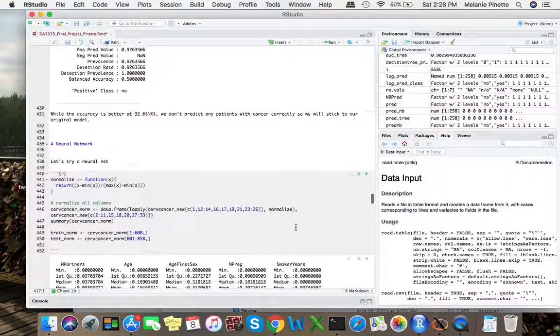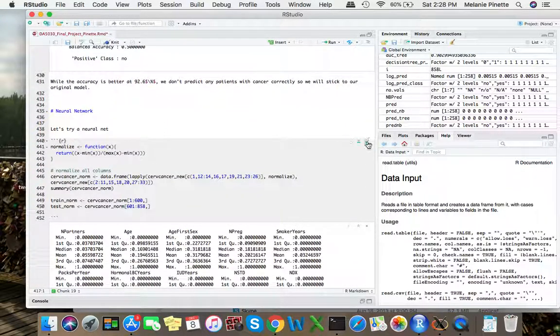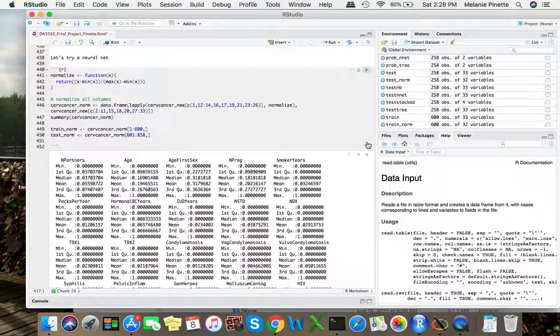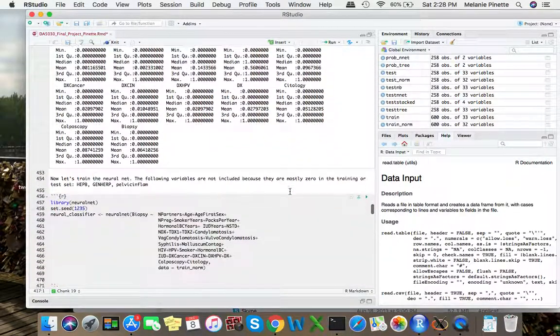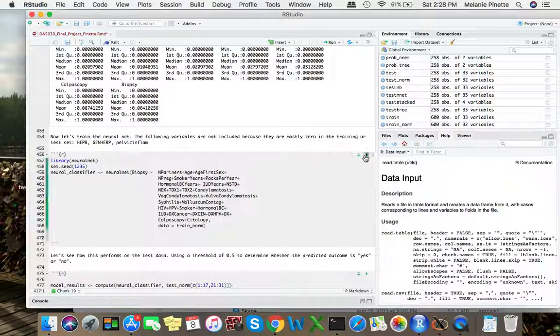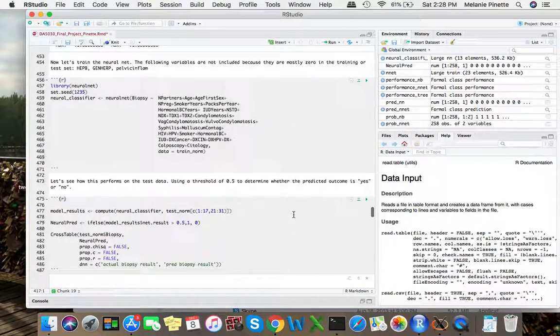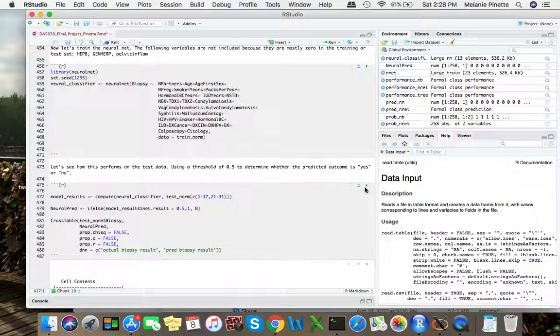Next, we'll train the neural network. We have to normalize our data first before we input it into the neural net. This is important so that the variables don't have a biased impact on the prediction if they're continuous. We're normalizing on a scale of 0 to 1, and it looks like it worked. So we'll train our neural net and apply it to the test set.